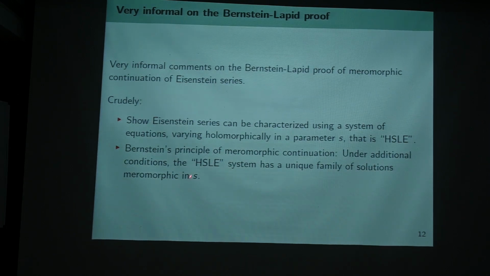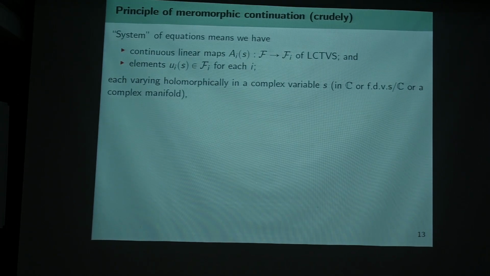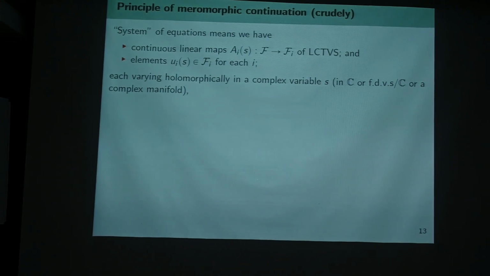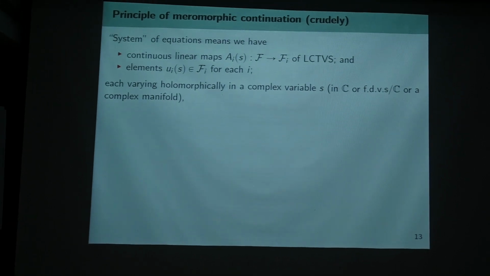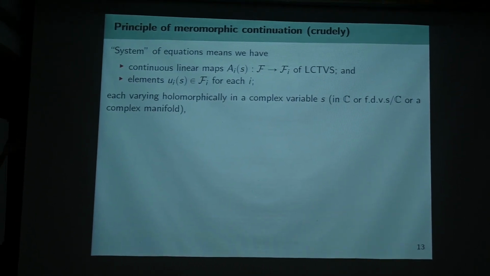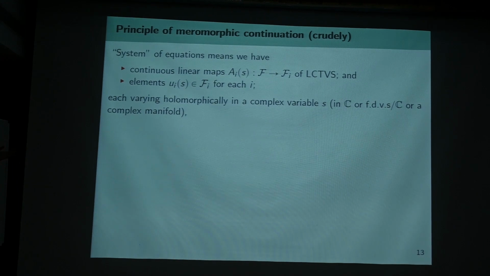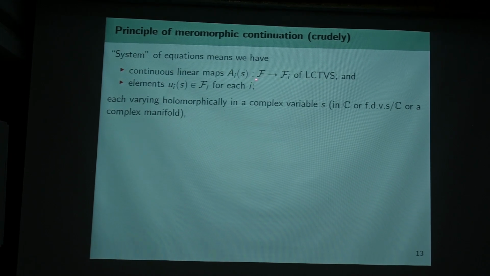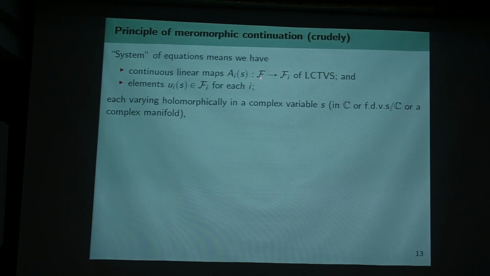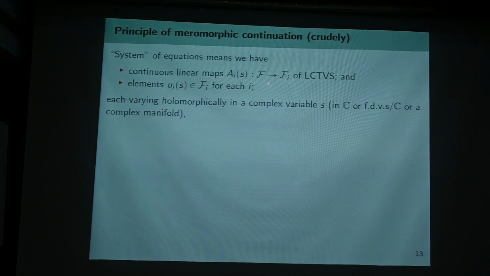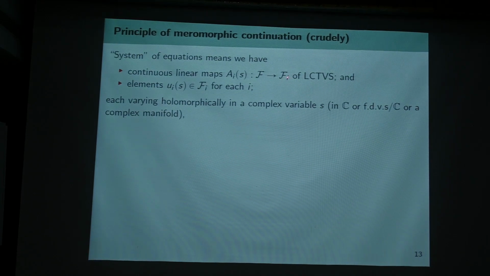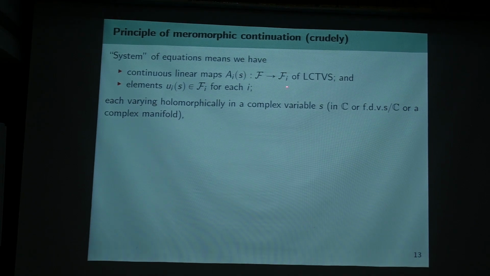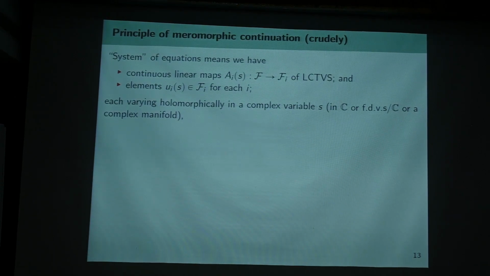So let me write a little bit more on that. What does equation mean? When we start studying linear algebra, we see equations as kernels or fibers of linear transformations between vector spaces. Here you have to consider locally convex Hausdorff topological vector spaces, and you are interested in linear equations in a given vector space F, and these equations are given by linear maps to various other vector spaces Fi.